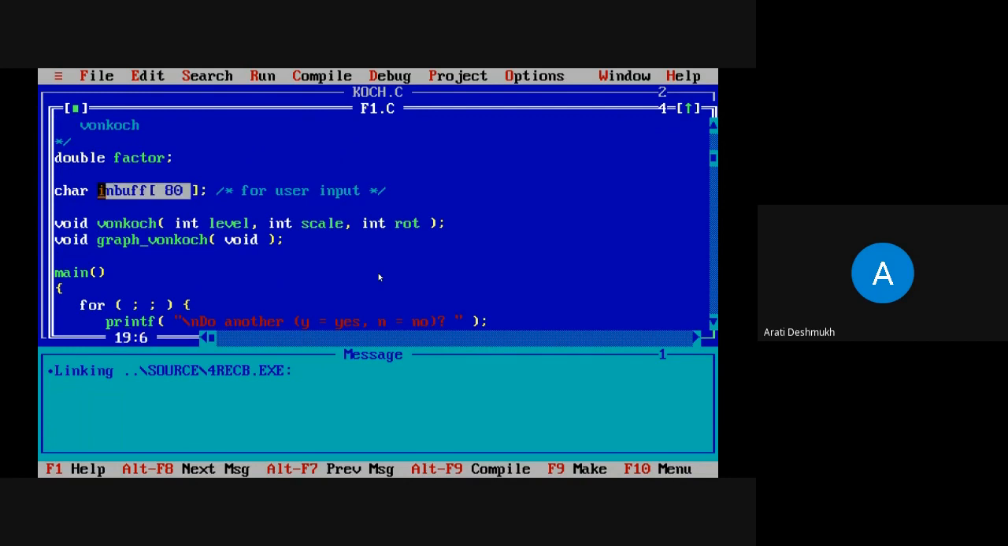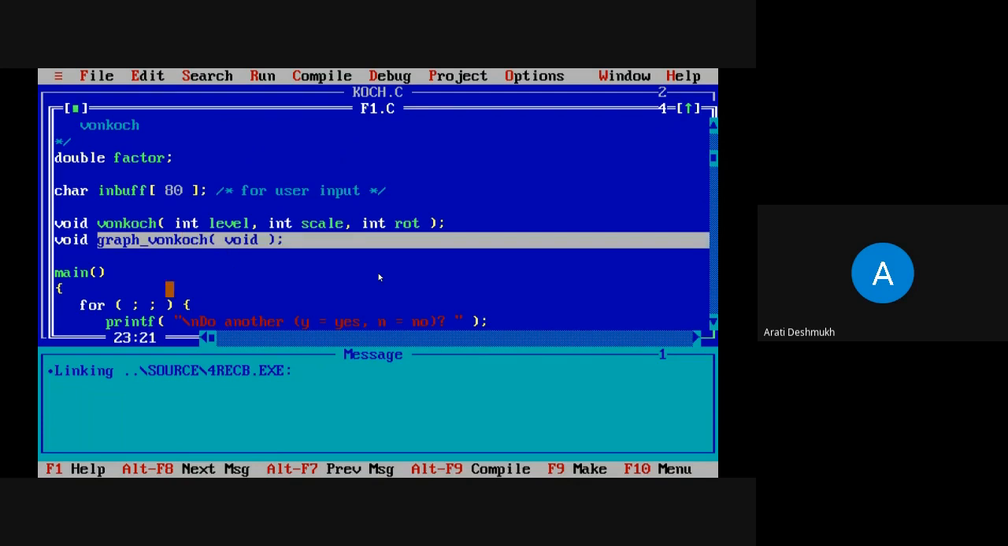So we use a character buffer of size 80 to enter the values from the user, which are the level of the Koch curve. We are using the one Koch function, that is, we are passing the level, scale of the Koch curve, and row. Another function we are using is graph one Koch.